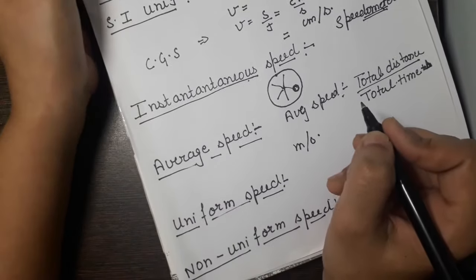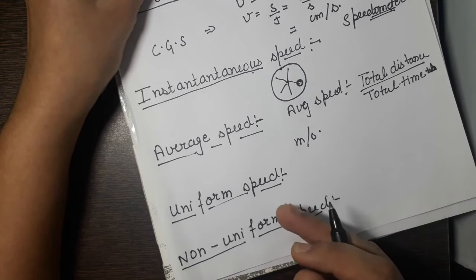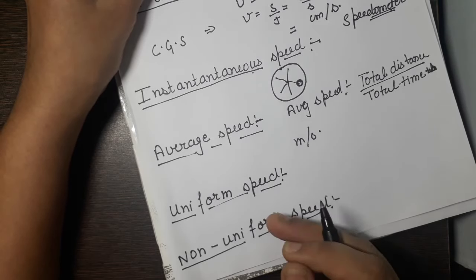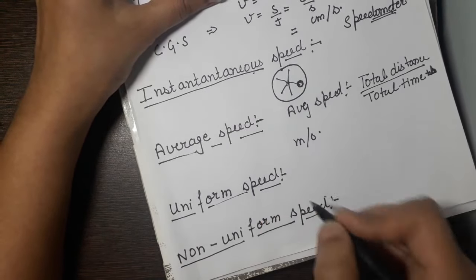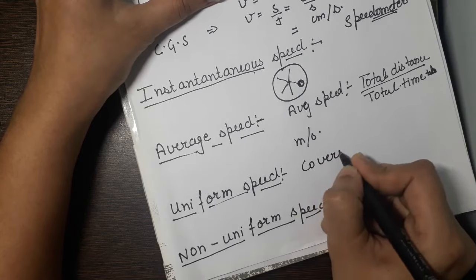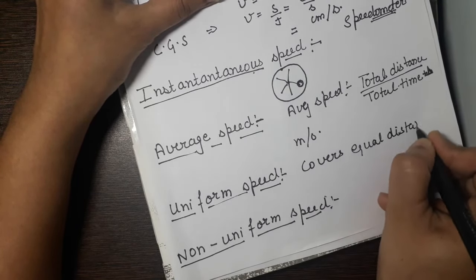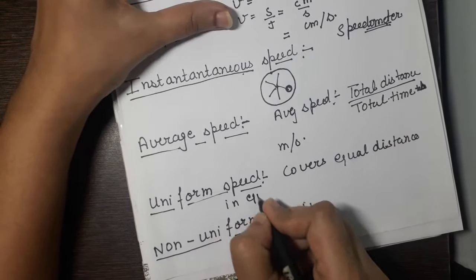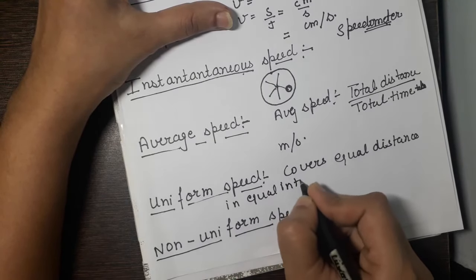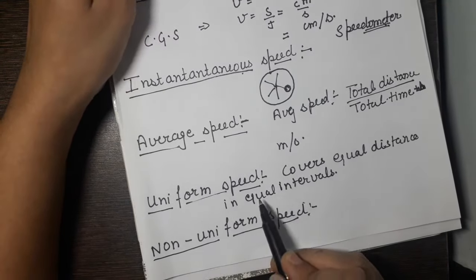Now come to uniform speed. Uniform speed is the speed when a body covers equal distance in equal time intervals. Its speed doesn't change at different times. So the body covers equal distance in equal intervals of time. Such speed is called uniform speed.